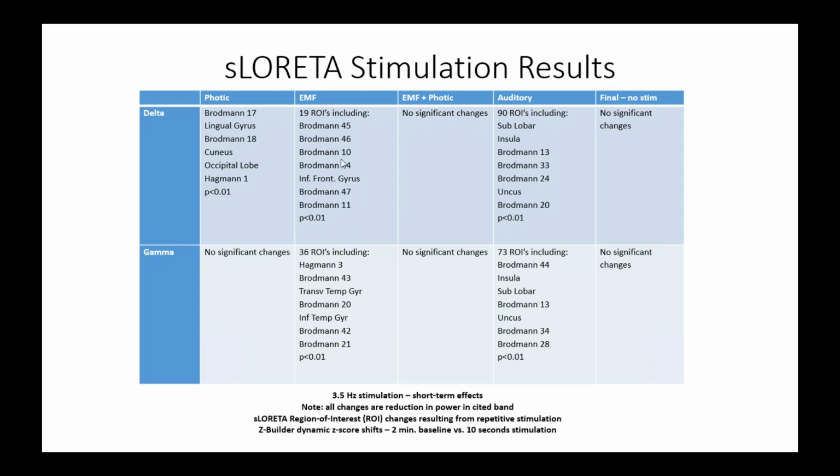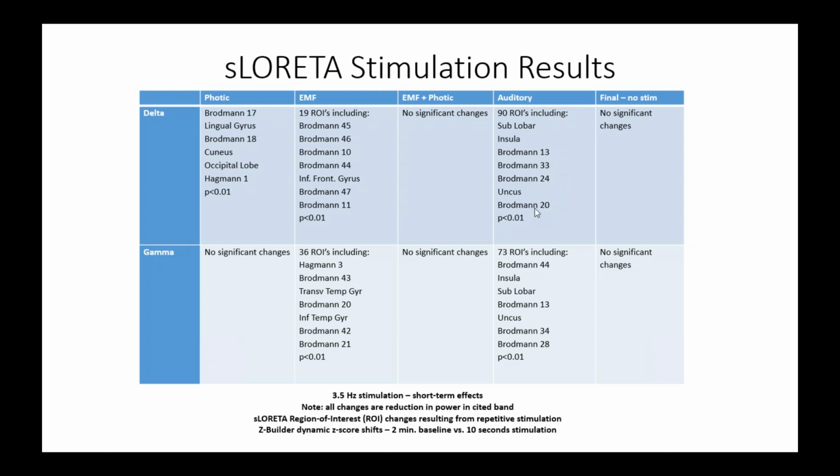When we stimulate with EMF, we see the effects mostly in the frontal areas, 45, 46, 10, 44, even though the coils were actually over the motor strip. Interestingly, when we combined EMF and photic, we did not see any significant changes in the EEG. It was as if nothing was happening. When we did auditory stimulation, we saw changes in 90 regions of interest, very widespread reductions in delta, particularly the sublobar, the insula, 13 is the insula, of course, 33 and 24, temporoparietal types of areas, etc.